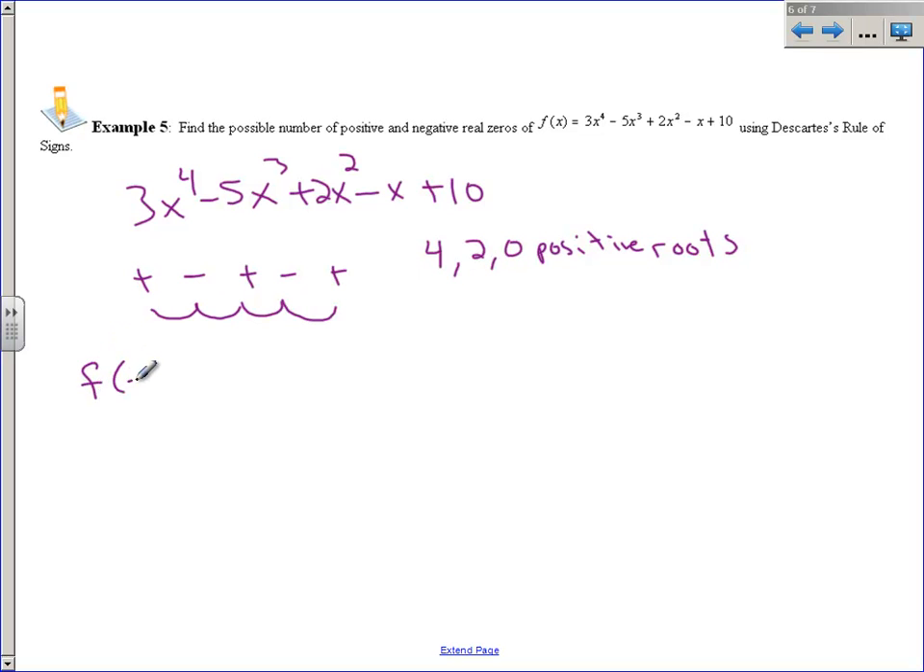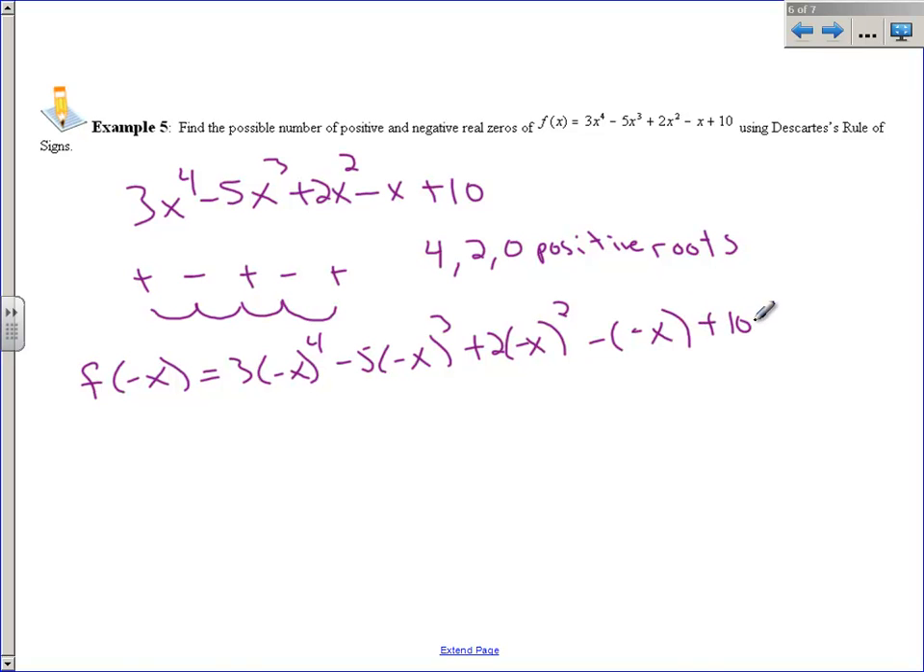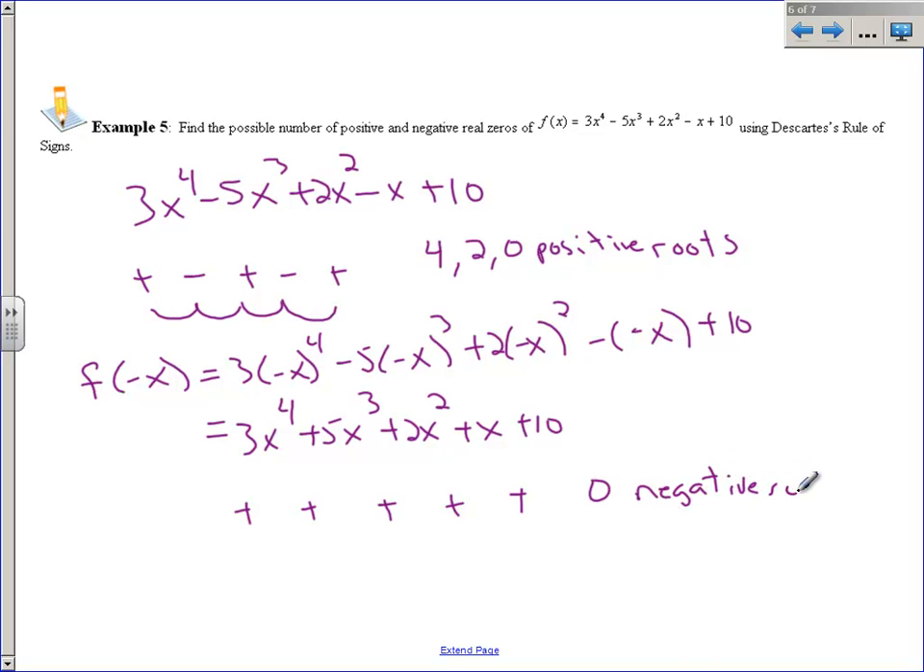Now the next thing we need to do is look at f of negative x. And that means replace all your x's with negative x. And then we'll clean it up. Okay, so let's see here. Negative x to the 4th. Well, a negative to the 4th power makes it positive. A negative to the 3rd power makes that negative, so that turns this into 5x to the 3rd. And then plus 2x squared, and then plus x, and then plus 10. So once you've found f of negative x, let's look at our sign changes. Positive, positive, positive, positive, positive. F of negative x has no sign changes in it at all. That means there are 0 negative roots. That's going to be very helpful. In other words, you should not be trying any negative numbers with synthetic division because they won't work.